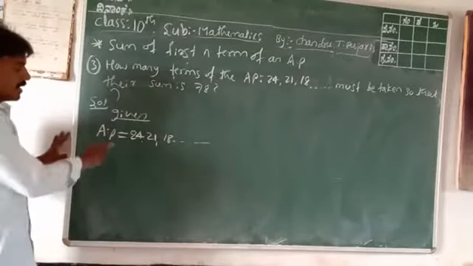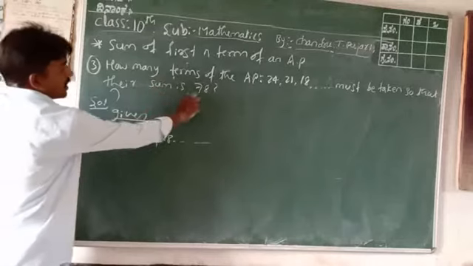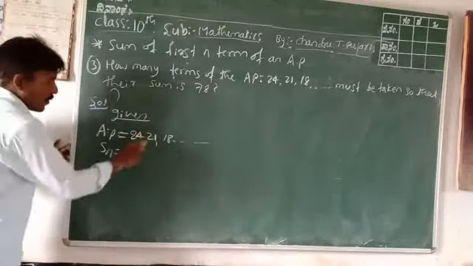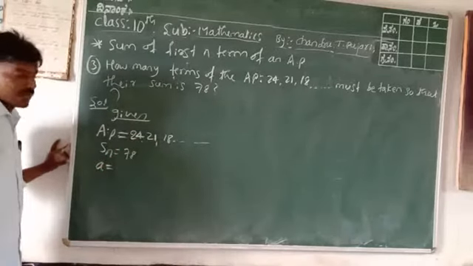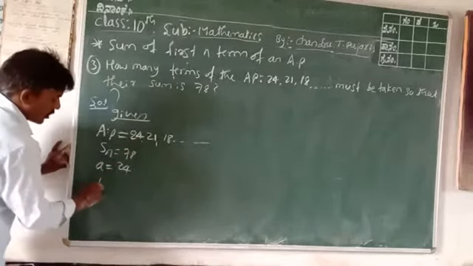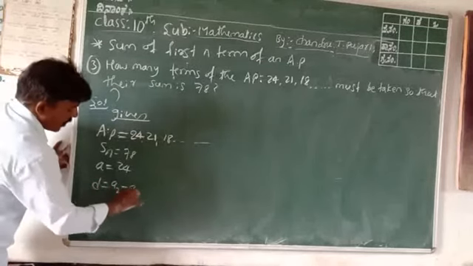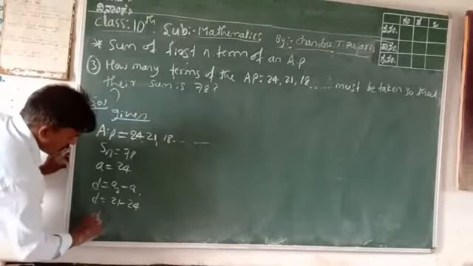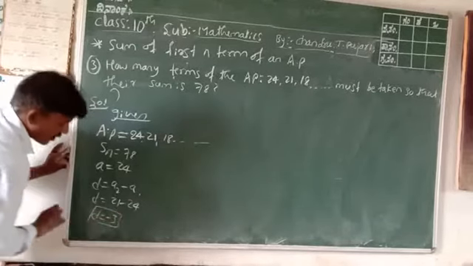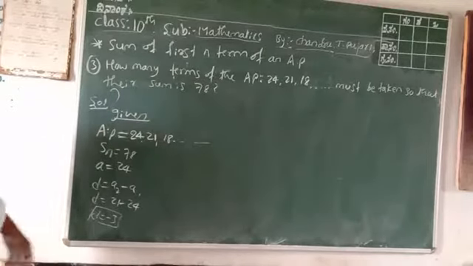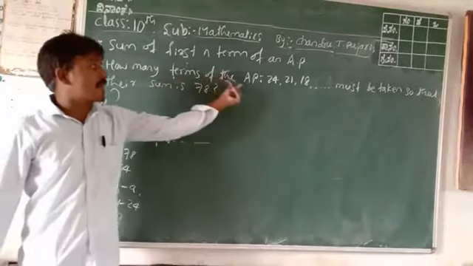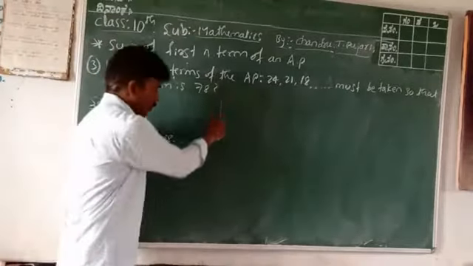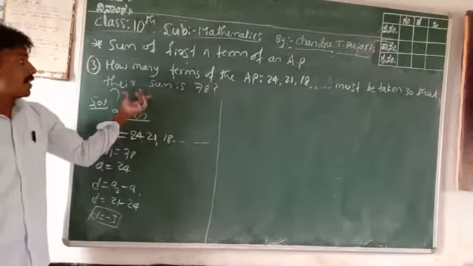Next, in the given, Sn, the sum, is given. Sn is equal to 78. In the given AP, a is also given, a is 24. Next, d is equal to A2 minus A1. Therefore, d is equal to 21 minus 24, which is minus 3. The question is how many terms are there in the given AP. So, the solution: find the number of terms.